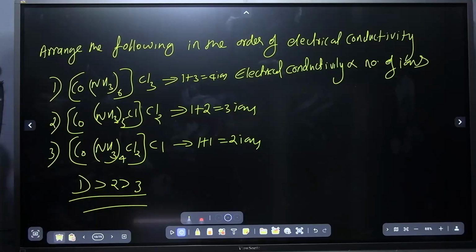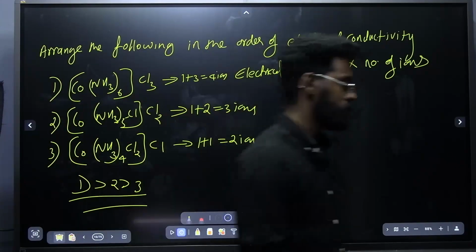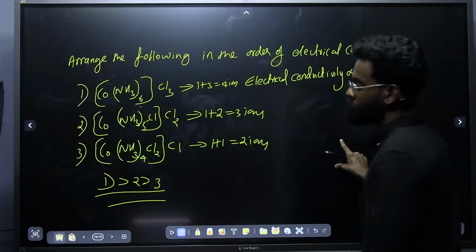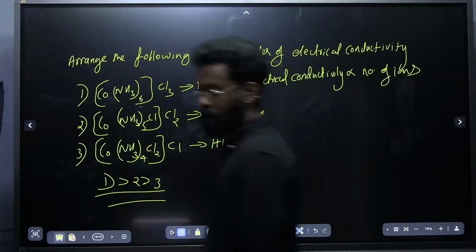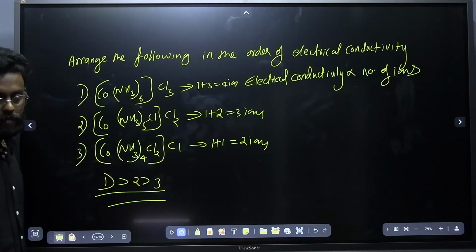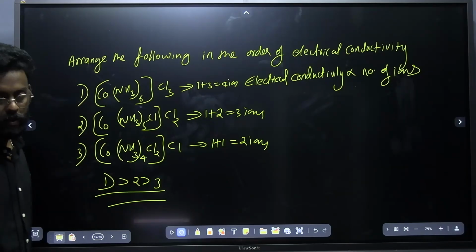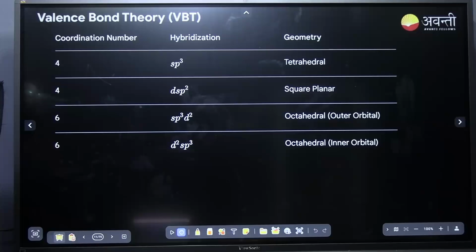Yes, very good. So this is one of the applications you can see in the case of Werner theory. Go through it, everyone. Yes, Werner theory is over. Now we will be moving into the next theory, that is valence bond theory, another important one. Shall I move, students? Have you all got the idea? Yes. Now the valence bond theory.